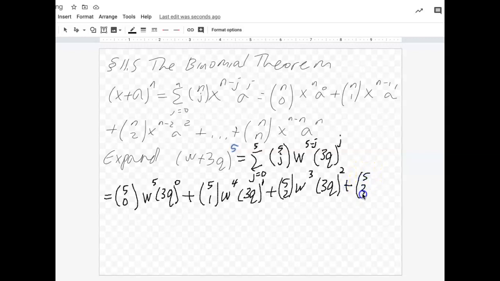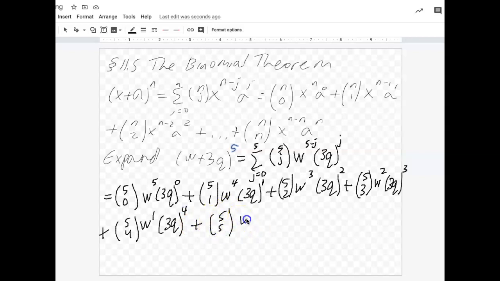plus 5 choose 3 times w to the 2, because 5 minus 3, times 3q to the 3, because j is 3, plus 5 choose 4, w to the 1 times 3q to the 4, plus 5 choose 5, w to the 0, 3q to the fifth.